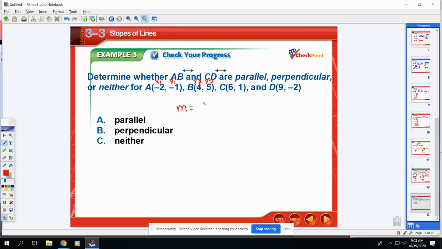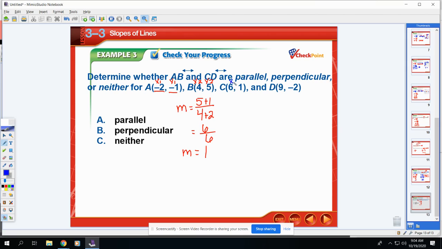So let's go ahead and find the slope of AB. So Y2 minus Y1, 5 minus a -1. So since this is negative, we'll say 5 plus 1. X2 minus X1, 4 minus a -2. So 4 plus 2. So this is going to be 6 over 6, which we are going to get a slope of 1. So the slope of AB is 1.